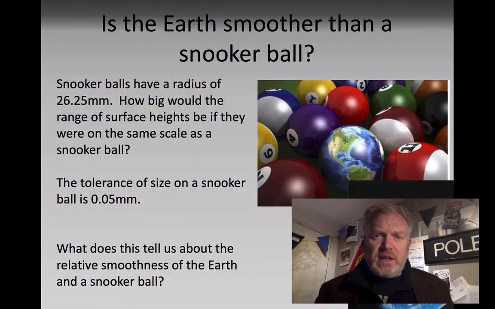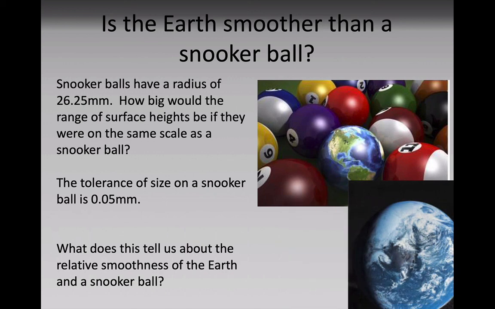Those of you that want to dig deeper, here's an interesting puzzle for you. Is the Earth smoother than a snooker ball? Snooker balls have a radius of 26.25 millimetres. What would the range of surface heights be if they're at the same scale as that snooker ball? The size of a snooker ball has to be accurate to within 0.05 of a millimetre. Is the Earth that smooth? Work it out in proportion to the radius of the Earth. An interesting challenge for you.